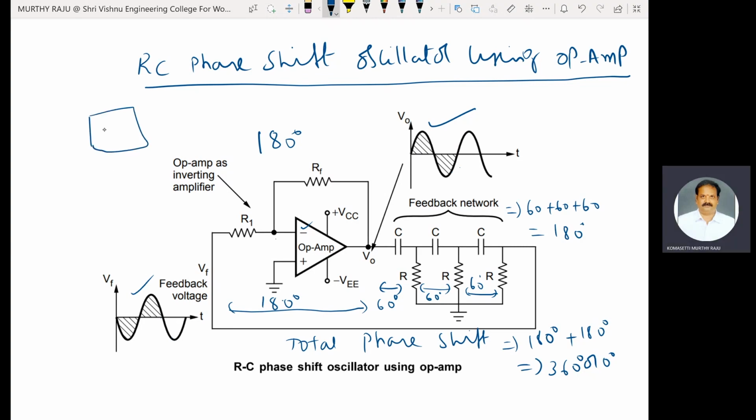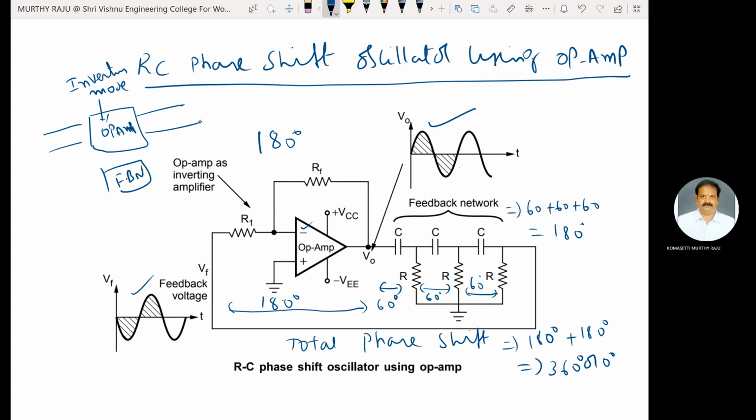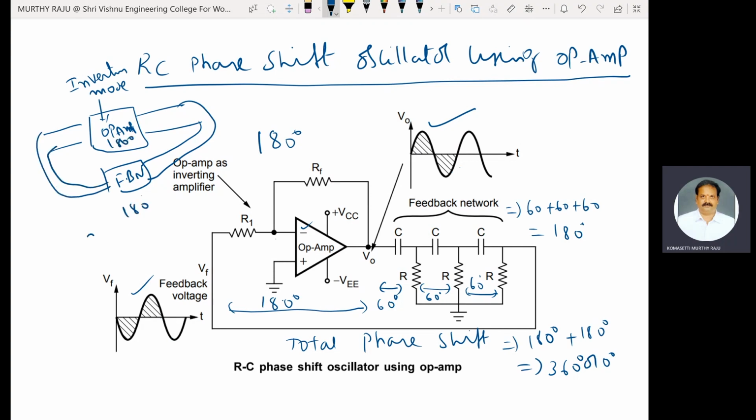This one is Opamp, inverting mode. This one is output. This one is input. Feedback network, FB. This one is 180 degrees, 180 degrees. Total phase shift is 360 degrees.